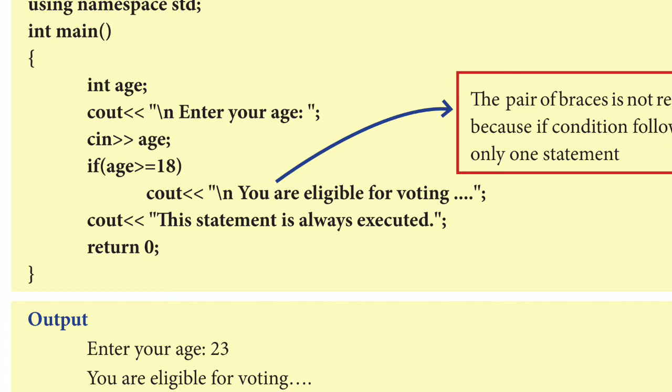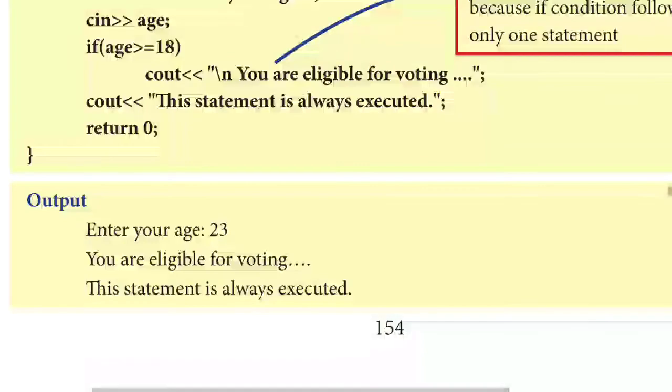Here you can see that the user has entered 23, so it prints that you are eligible for voting, and the statement that will always be executed is printed. If the entered value of the user is 14, then you can see that 14 is less than 18, so the eligible for voting message will not be printed. Instead, in the next statement, the line that will always be executed is printed.